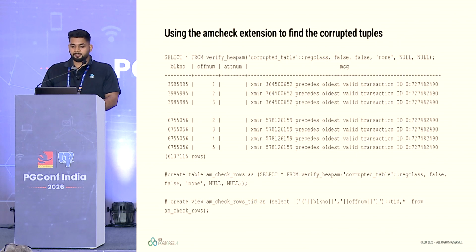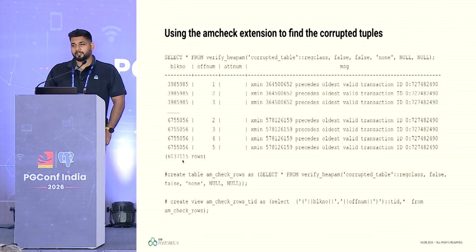Getting to amcheck. amcheck is an extension that helps us scan tables and find anomalies of various kinds, right? So running amcheck on this corrupted table, again, the name is masked, we were able to identify about 6.1 million rows that were affected by the same type of corruption. If you can see the message, it says that this particular xmin precedes the oldest valid transaction ID.